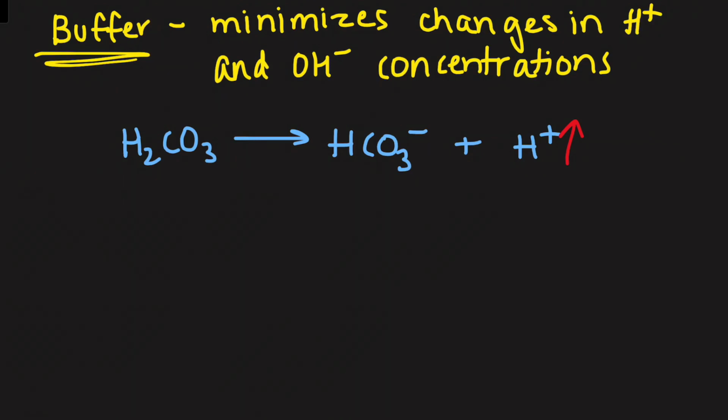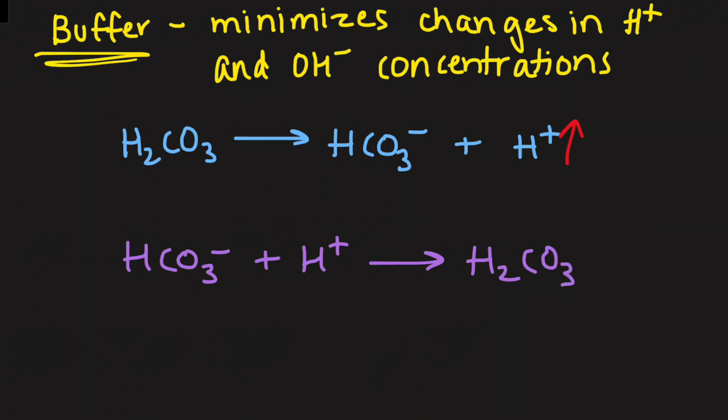When the solution becomes too acidic, on the other hand, the reverse reaction takes place. So bicarbonate ion, or HCO3-, will bond to a hydrogen ion to form carbonic acid again. Because the bicarbonate ion is accepting the H+ ion, it reduces the concentration of H+ ions in the solution and raises the pH again.